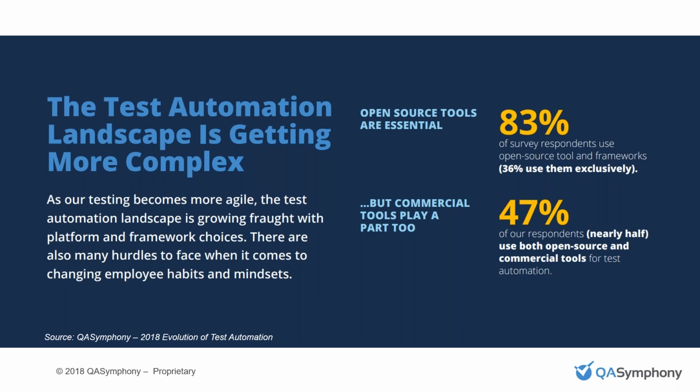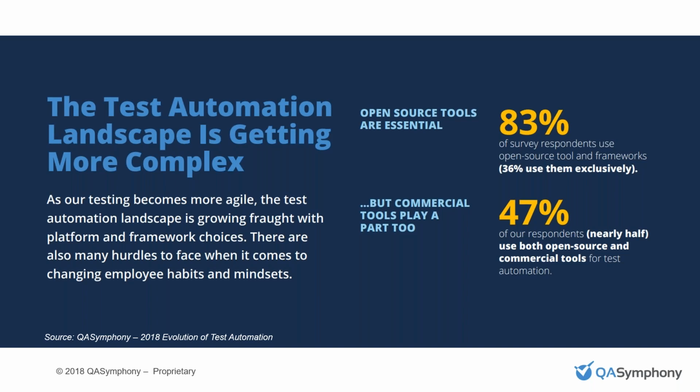Hopefully you're writing all of these down as I'm going through these, because I really want to help you find other avenues of data to take a look at. One of the big things that we found is that the landscape is getting more and more complex around your test automation frameworks and the tools that you're using. For example, although most of the time everyone is using open source tools, around 83% said they are, 36% said they use them only exclusively.